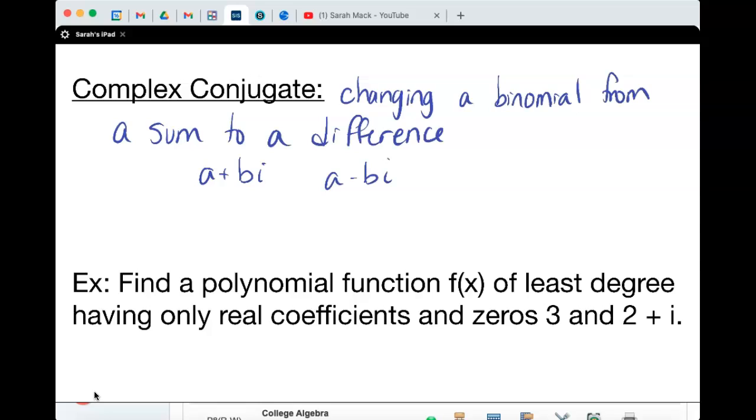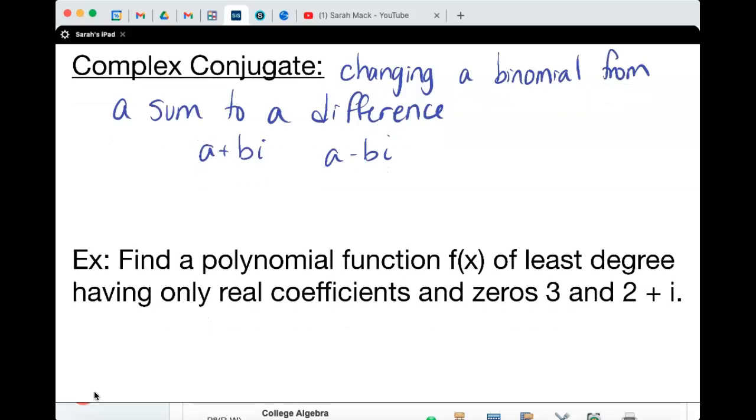Okay, so we have two examples. We're going to write a polynomial function, and then we're going to find all the zeros, doing synthetic division stuff. Find a polynomial function of least degree having only real coefficients with zeros 3 and 2 plus i. So I can make any random polynomial function. So I know the zeros are 3 and 2 plus i.